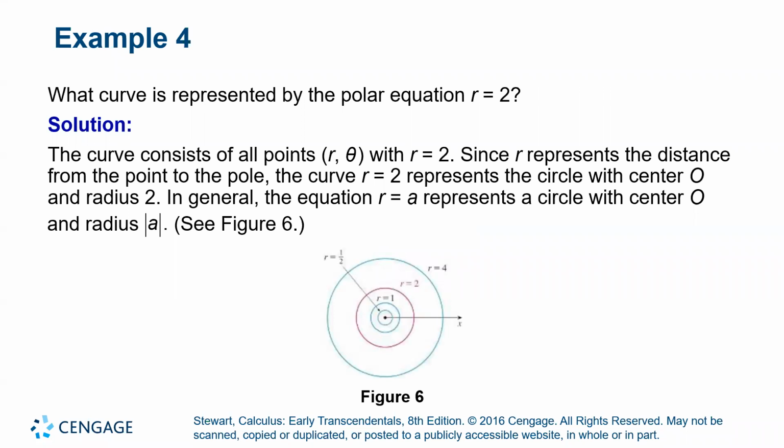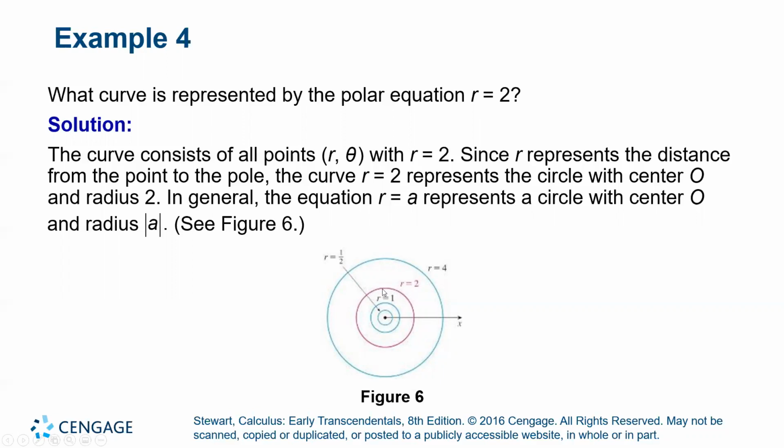So let's jump straight into an example, the most common example. What if we just had the simple equation r equals 2? There's no theta in there at all. This would mean everywhere on the polar coordinate system where you have a value of 2 for r, and theta doesn't matter. So if you think about tracing around every point that has a radius value of 2, this would create a circle, as you can see in figure 6.